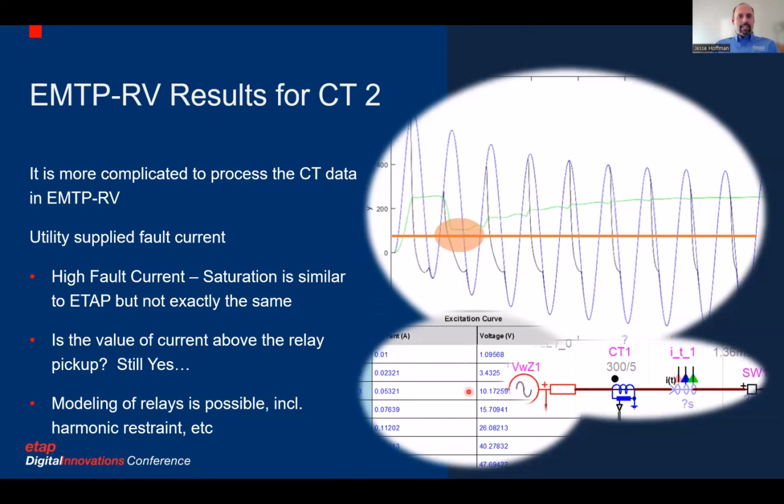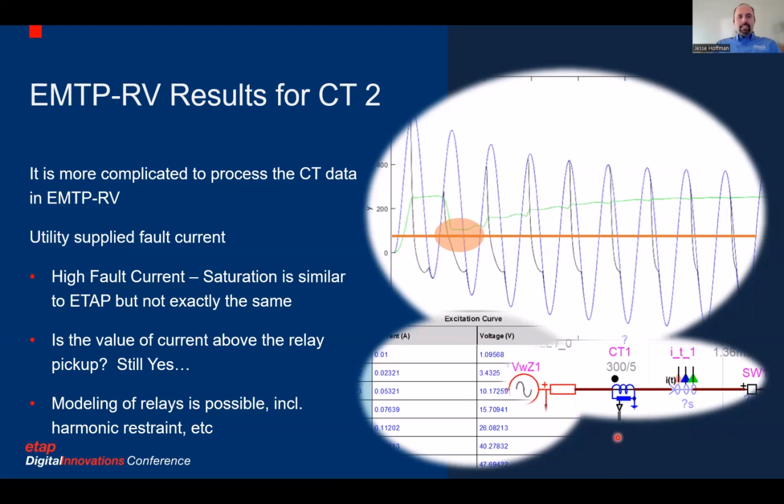So from here, we say that this CT is probably going to be suitable for this application. We don't think it's going to drop out of pickup, and we don't think that it is going to cause a protective relay issue for us. So end result is this is pretty similar to ETAP, not exactly the same, but it's within the realm of being okay. Now, we can add a protective relay and connect it to the current transformer right here in EMTP-RV.